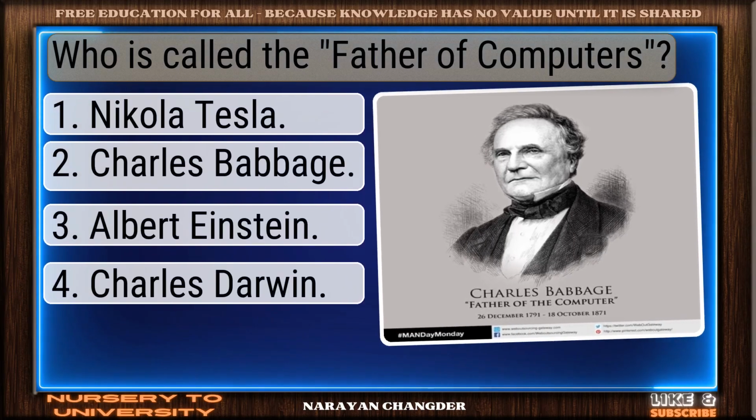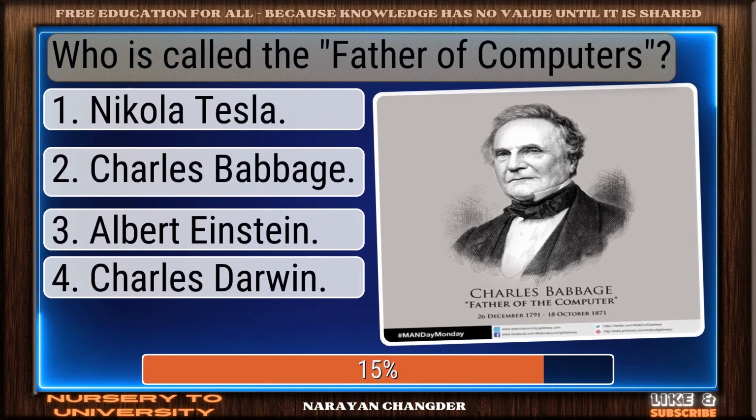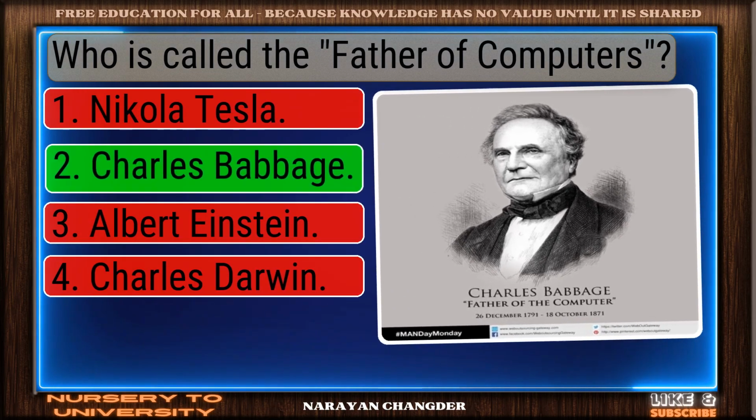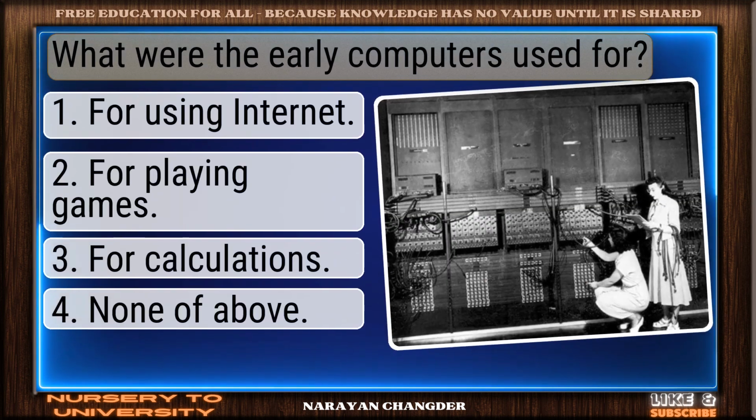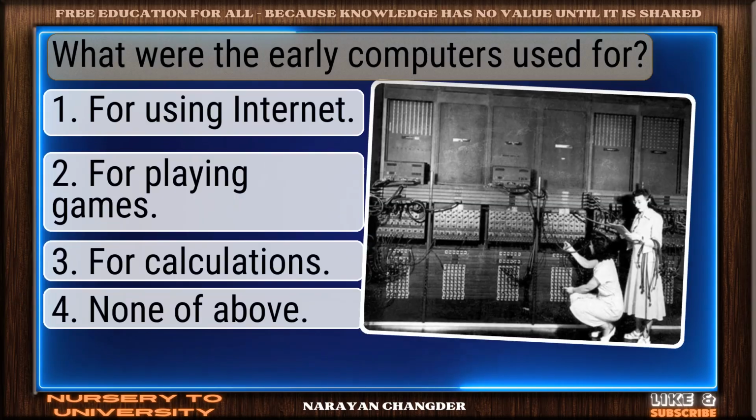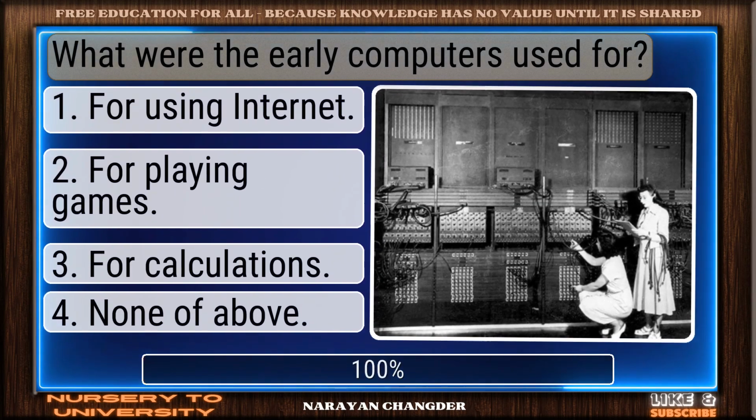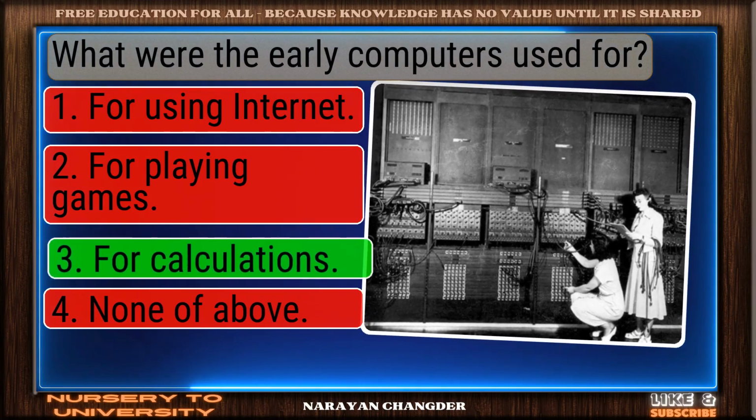Question number 47. Who is called the father of computers? You got it. Your choice, Charles Babbage, is right. Question number 48. What were the early computers used for? Well reasoned. For calculations is the correct choice.